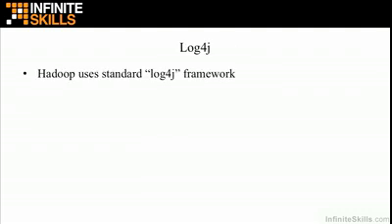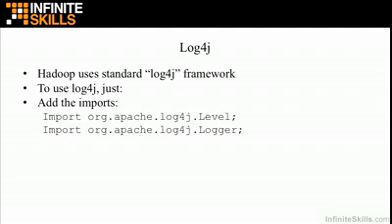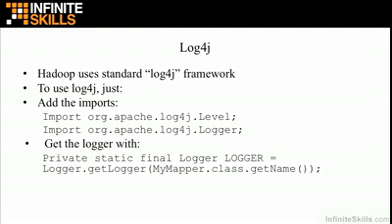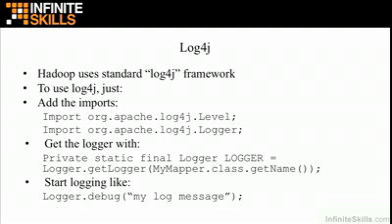For logging, Hadoop uses the old Java tried and true log4j framework. To use log4j, you simply need to add two imports at the top of your file, the log4j.Level and the log4j.Logger. Then you get your logger with a call to Logger.getLogger, specifying, for example, if you want a logger for your mapper class, the class for your mapper and getting the name. Once you have a logger object, you can start logging by specifying the log level that you want to output this data for. For example, here we're specifying debug, and then the message that you want to output. This message will be written into the task tracker logs.